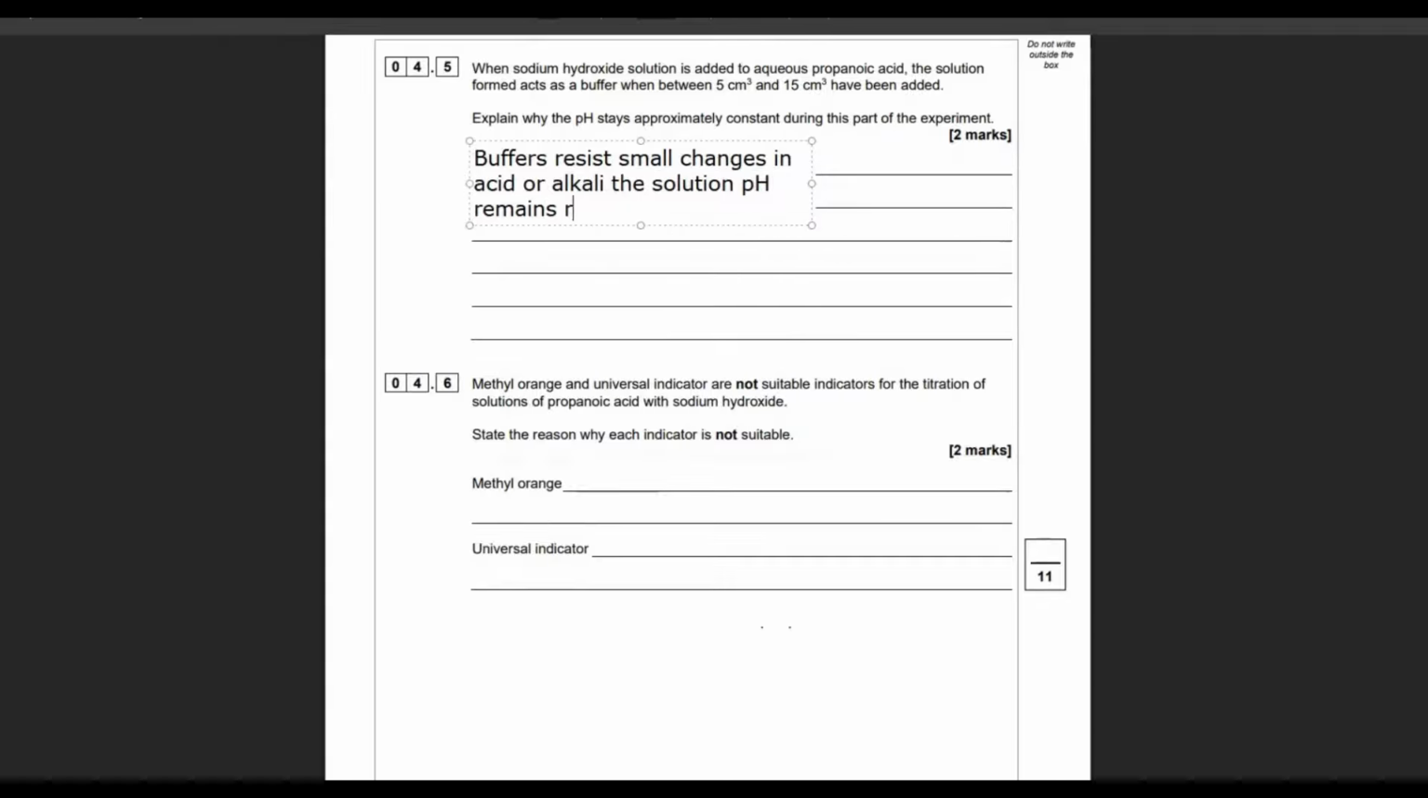Okay, so I'm going to go through the explanation. Buffers are basically solutions that resist the change in their pH when a small amount of acid or alkali has been added. I haven't worded that very well, but you see what I mean. When you add a small amount of acid or alkali, their pH will remain constant. Why is that? Well, that is down to our dissociation equation. We can use that if we want.